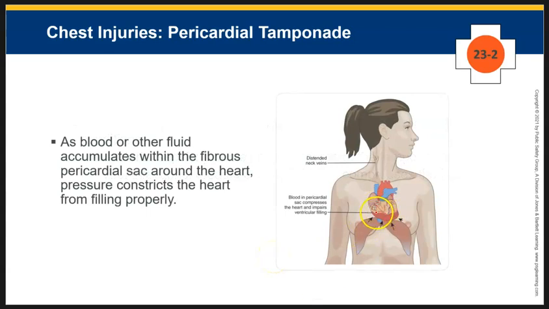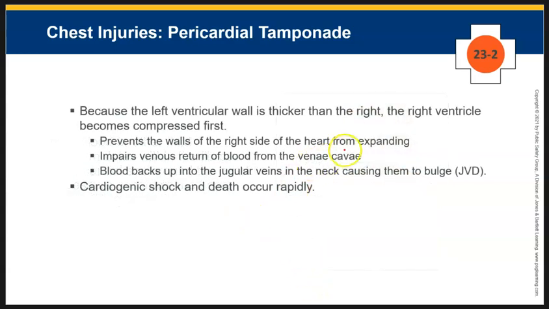We see that will constrict the heart from filling properly, and typically this occurs in the right ventricle first because the left ventricle has a thicker muscular wall. And what happens is, consider that the venous return of blood coming from the body enters the right atrium and then the right ventricle before heading out the pulmonary artery to the lungs. That backup on the right side of the heart will again show up as jugular vein distension. Cardiogenic shock, that is stoppage of the pump, the heart, can happen pretty quickly.